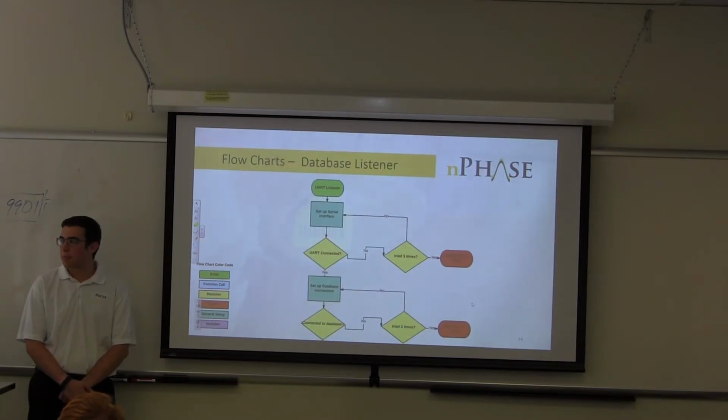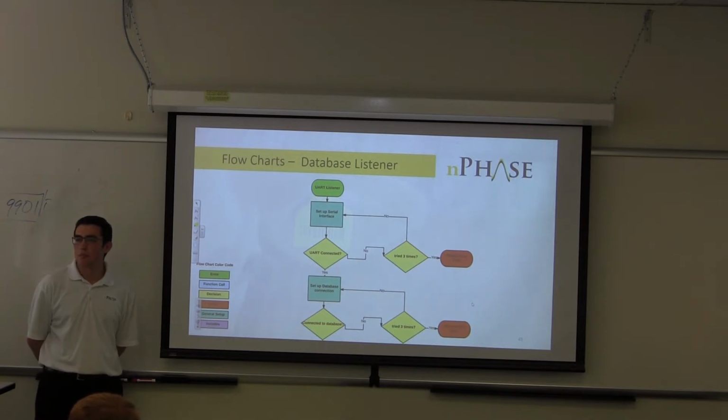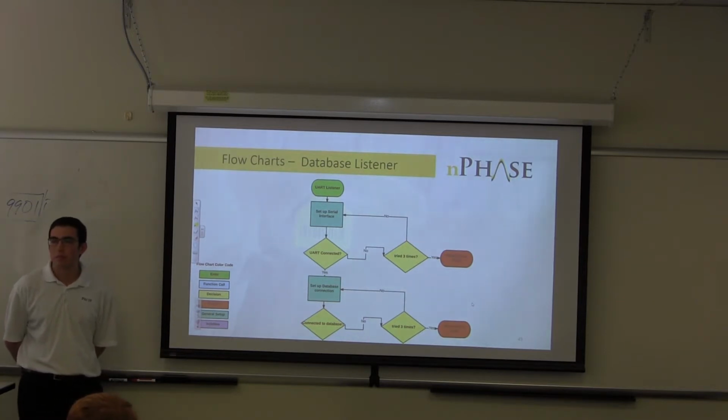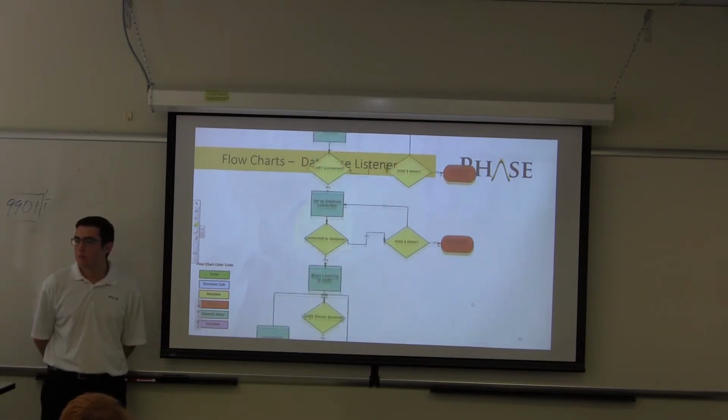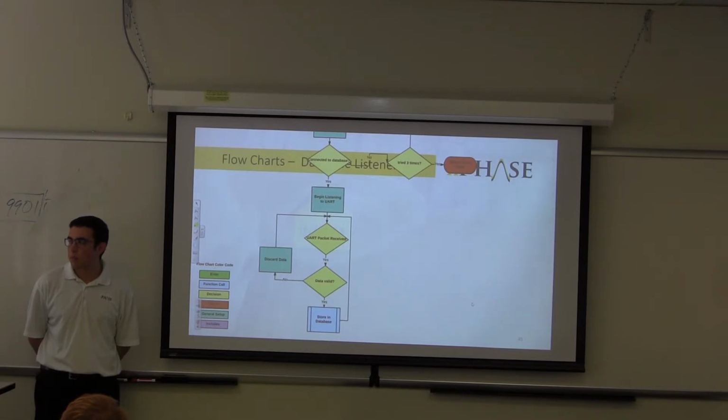So here is our database listener, which is a JavaScript that we will have on the computer that will be listening to our serial line, and that's going to check to see if a UART connection is available. We're going to try to connect 3 times. If not, we're going to return an error code. Then we're going to be setting up a database connection. If we can, then we move on. If not, we're going to try again 3 times. If we can't connect, then we're going to return an error code.